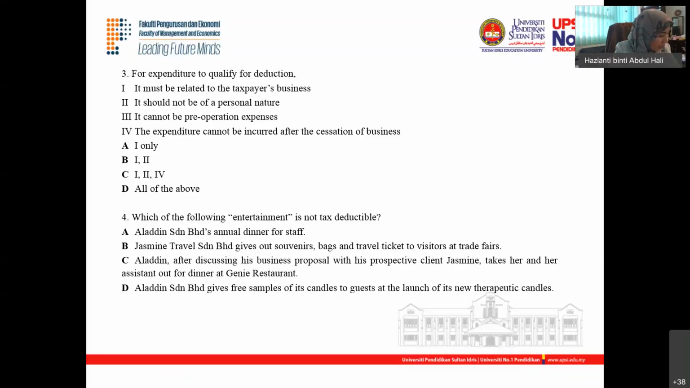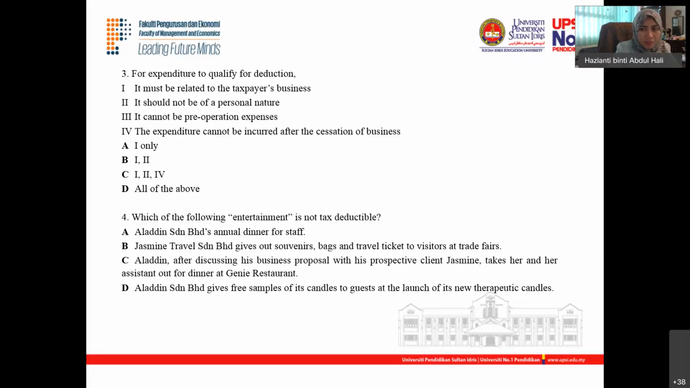So for expenditure to qualify for deduction, number 1, it must be related to the taxpayer's business. Is that right? And number 2, it should not be of a personal nature. Number 3, it cannot be pre-operation expenses. And number 4, expenditure cannot be incurred after the cessation of business.